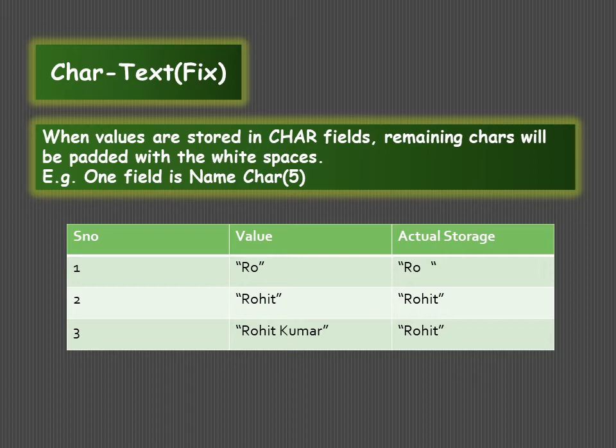So it will take only those spaces. Whatever length you specify, it will use all those spaces, whether they are used or not. Now where we have entered the value RO, 3 spaces are filled with white spaces, but they were not required. So this is a wastage of memory space. And second, fixed character length means whatever length is specified, it will occupy that length with white spaces.